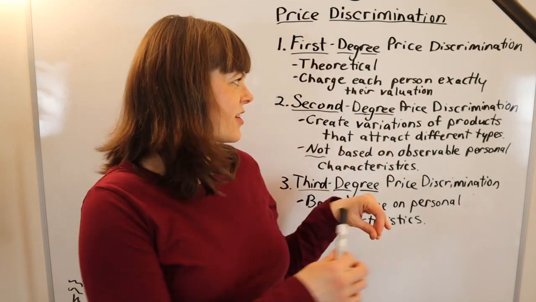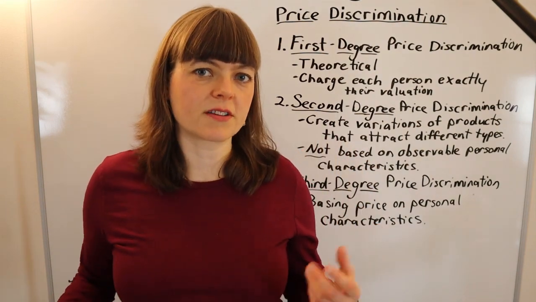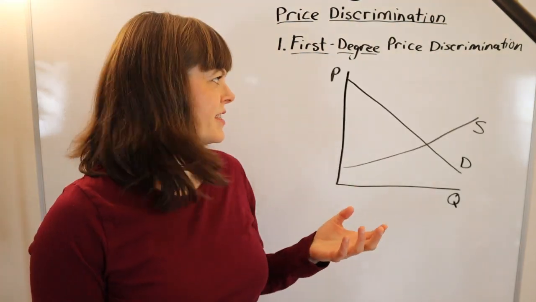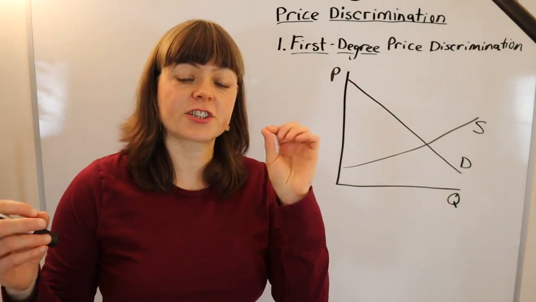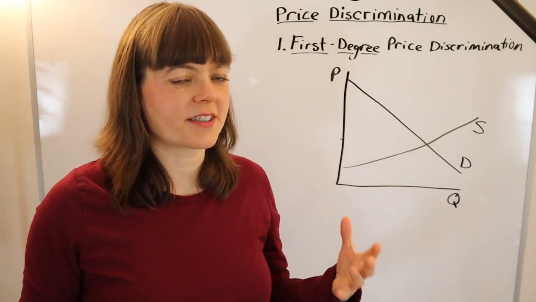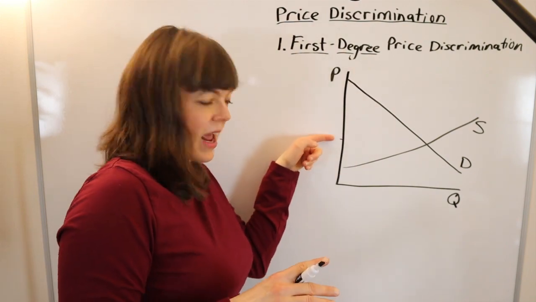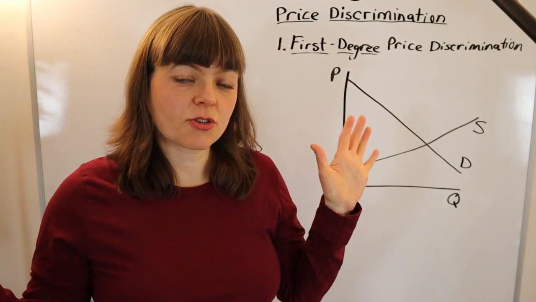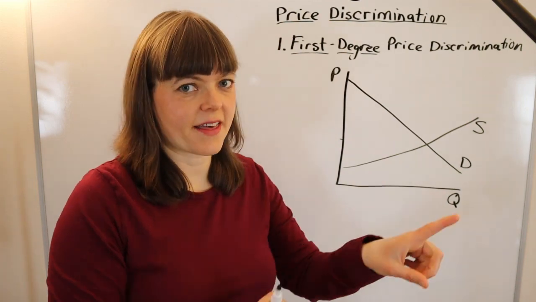All right, so now I'd like to go through and just show you briefly how each of these is going to be modeled. First degree price discrimination is going to be modeled with the classic supply and demand curve. There's just a little variation here. In normal situations that don't involve price discrimination, everybody pays the same price, and that's determined at equilibrium. With price discrimination, we know that each person gets a different price that is targeted to them.